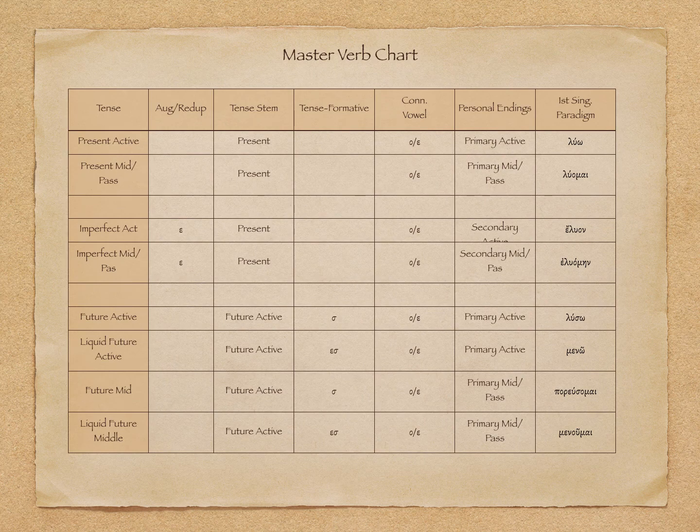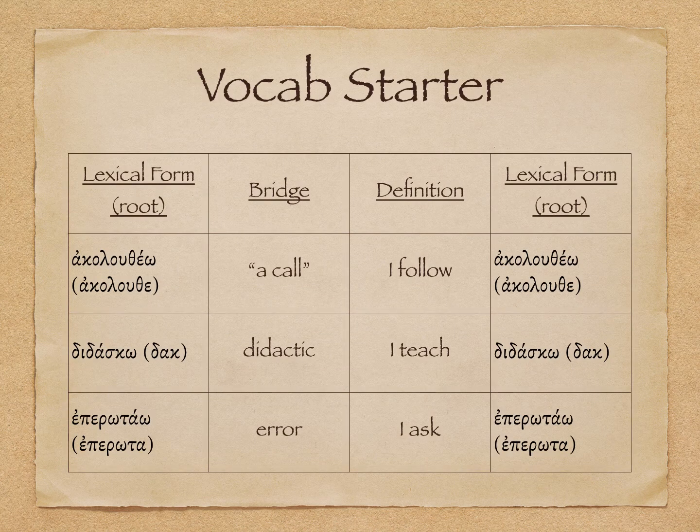This chart will grow and grow through the year, so stay up on it each week. You can see now we have added the second column, the augment and reduplication. And now the vocab starter. Akoloutheo, a call to follow. Didasko, didactic, I teach. Erotao, think of an error, I ask. And the root in parentheses. So that's the imperfect, important for exegesis. Look back at Mark 1:12 and 13. You can see those three imperfects there. And enjoy the work this week.